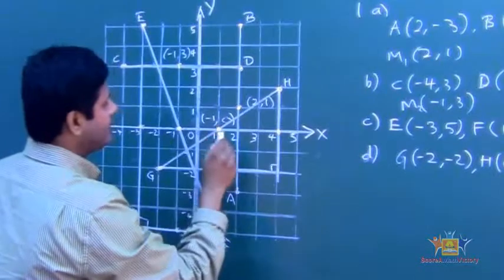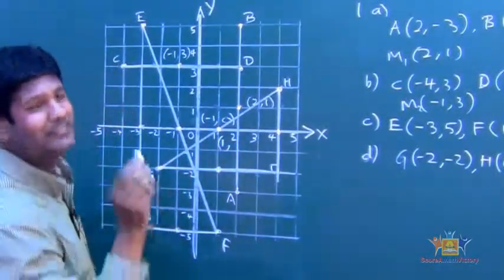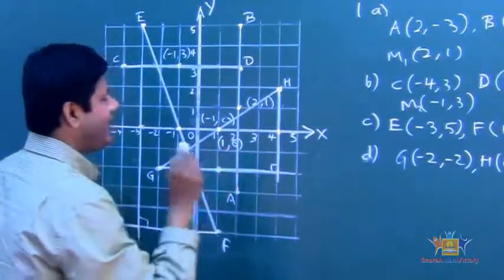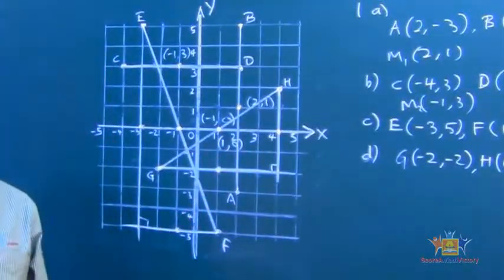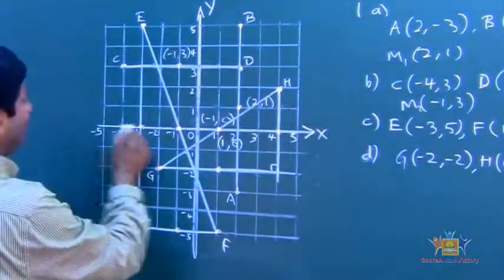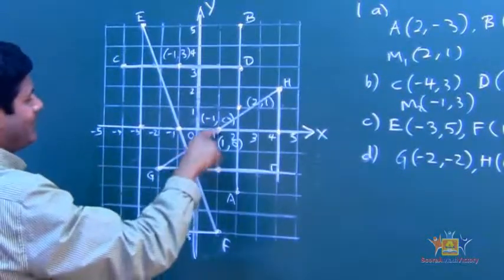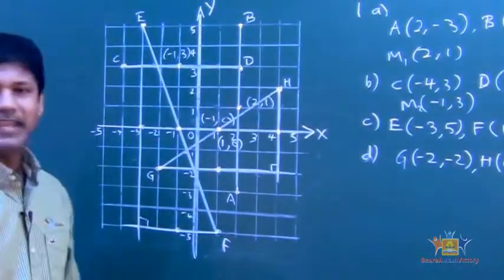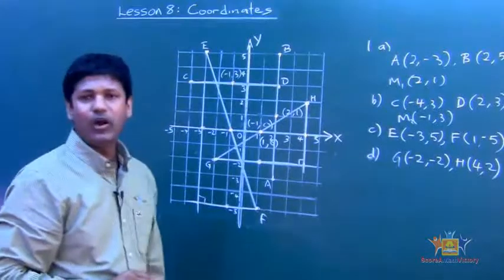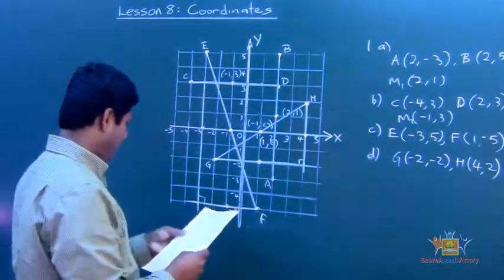Alright? X-axis. That means the x is 1 and y will be what? 0. Why is that? Because whenever a point is on the x-axis, y is always 0, because y is 0 all along this line. See that? Very good. So the midpoint for GH is 1, 0. Alright? Good.